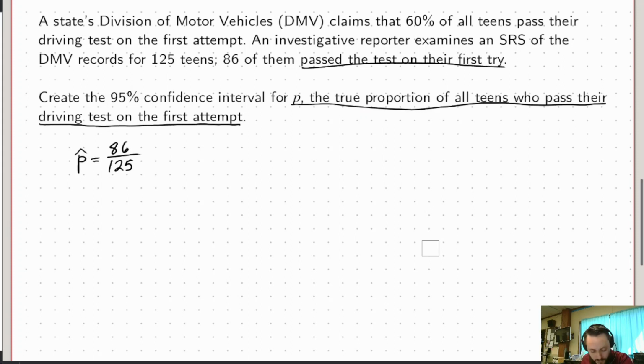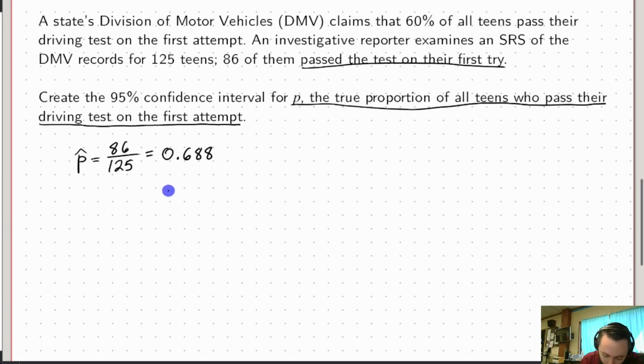Now let's see, 86 out of 125 is 0.688. Because the DMV claims that 60% of all teens pass, do we have some evidence that maybe 60% is too low? A little bit. The 68.8% here is higher than 60, but let's see if it's high enough to say that definitely it can't be, or probably isn't, 60%.